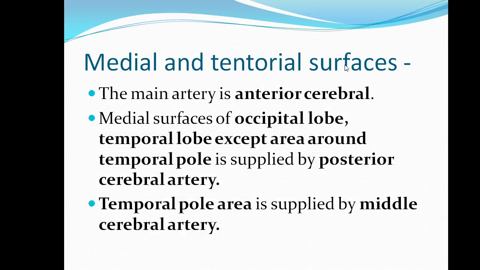In the medial and tentorial surfaces, the main supply on this surface is the anterior cerebral artery. The medial surfaces of the occipital lobe and temporal lobe, except the area around the temporal pole, are supplied by the posterior cerebral artery. The temporal pole area is supplied by the middle cerebral artery.